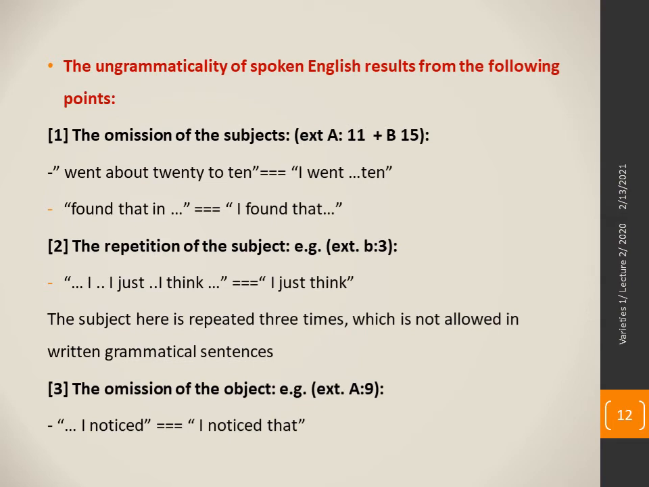The ungrammaticality of spoken English results from the following points. So why are they ungrammatical, unlike written forms? First of all, because we usually have the omission of the subjects, as we have in extract A, line 11 and B, line 15. For example, "went about 20 to 10" instead of saying "I went about 20 to 10." And "found that" instead of "I found that."